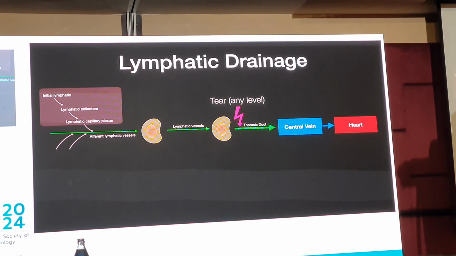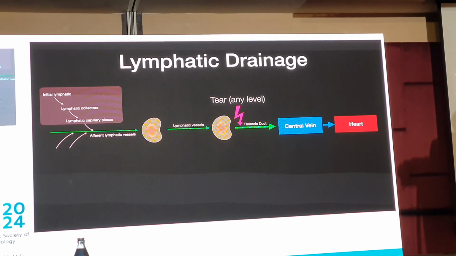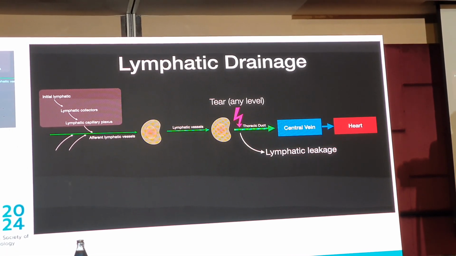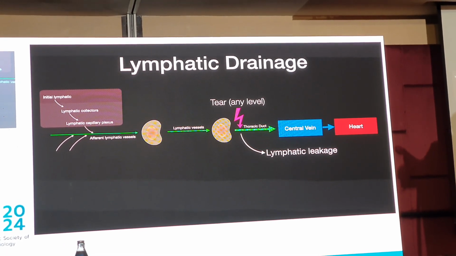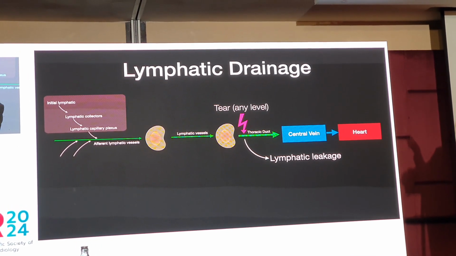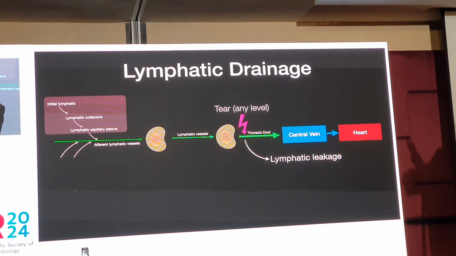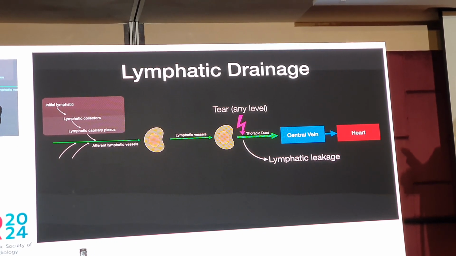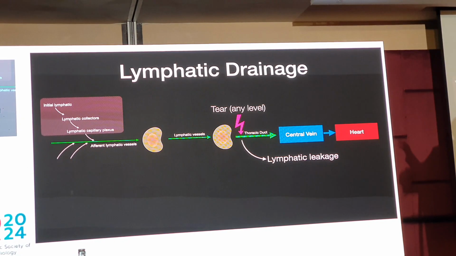So if the patient presents with the lymphatic leakage from the tear or injury, if it doesn't heal by itself, it causes the lymphatic leakage. So the treatment is straightforward. Try to embolize, like the bleeding. If there's a leakage, you just embolize that tear.